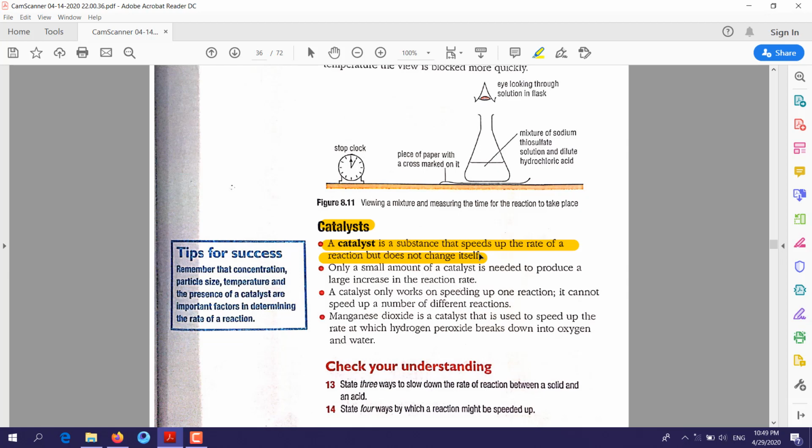So when you add bleach, or Tide, or any kind of these substances, what will happen? It will increase the speed. It will speed up the chemical reaction. And at the end, what will happen to the bleach? Nothing. It will not change. Its structure will not change.